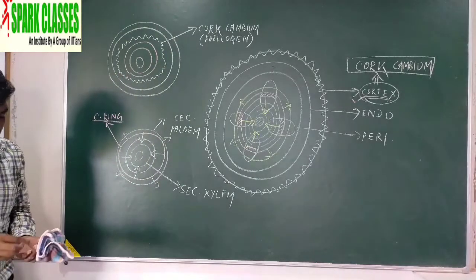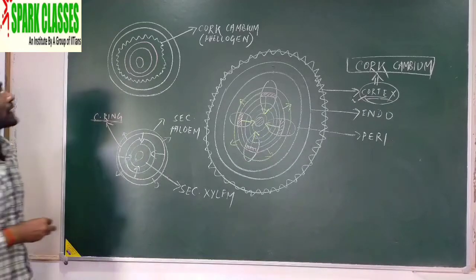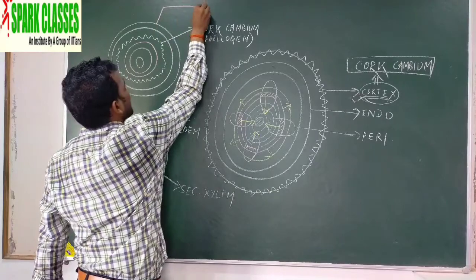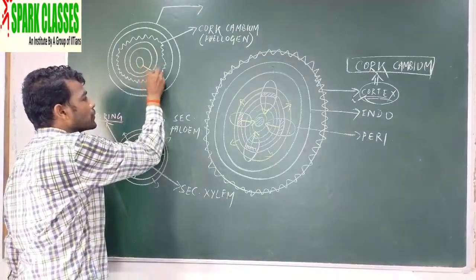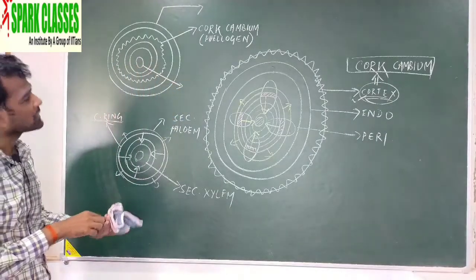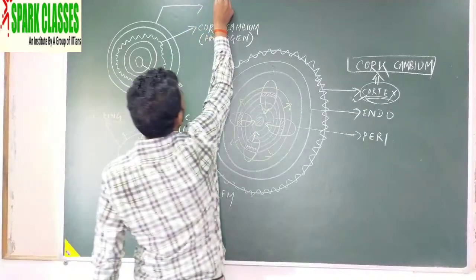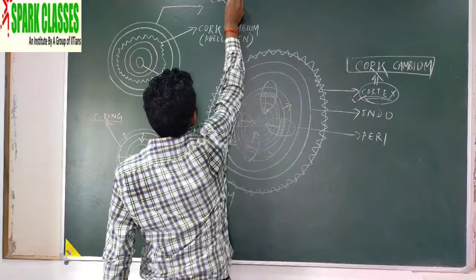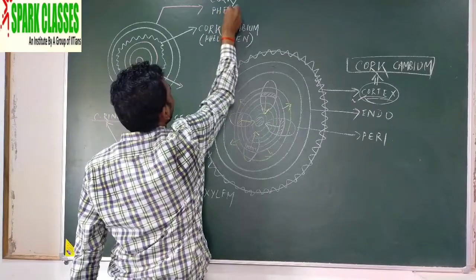So that's why there is again formation of two types of tissue. So what are the tissues? First we will discuss towards the outer side. Cells are produced towards the outer side, and cells are produced towards the inner side also. The tissue produced towards the outer side of the cork cambium is called cork. This is called a cork, or also known as a phellem.